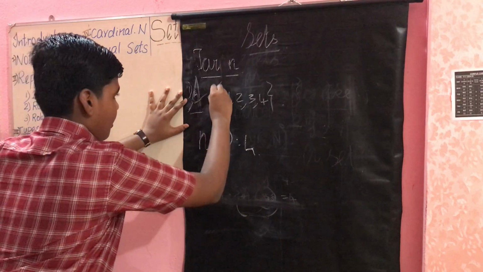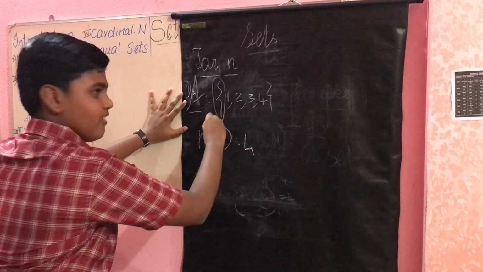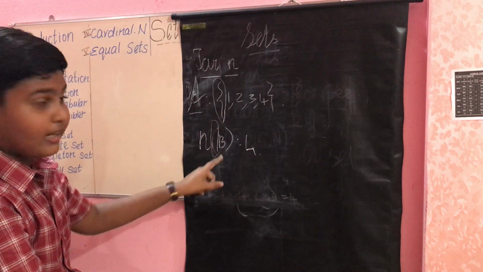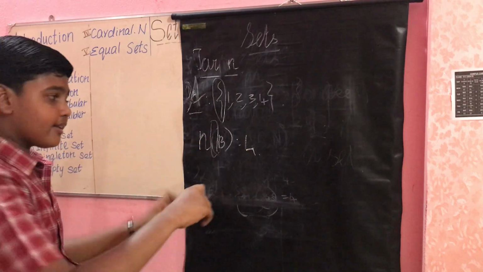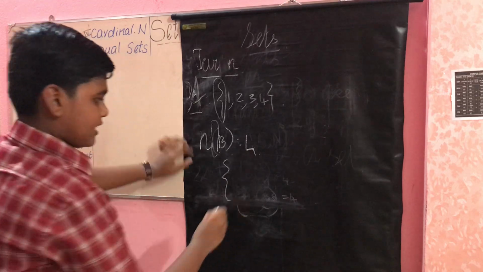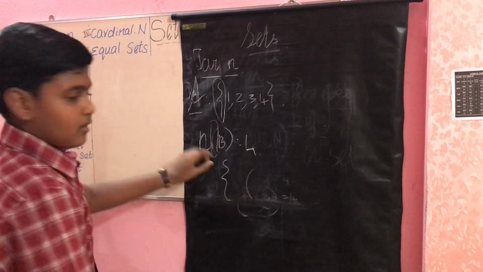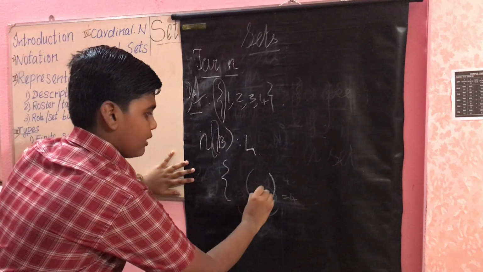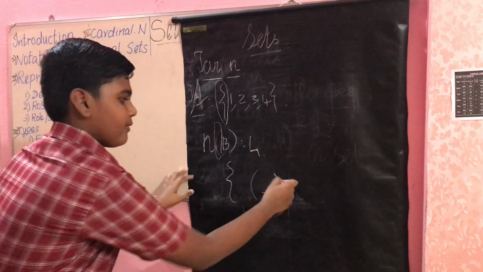Can you see? Here I just put this type of curved bracket. Here I drew curly brackets. So when writing the cardinal number, you need not draw this type of bracket. Just draw a small curve, a parenthesis like this. And just write whatever alphabet they gave in the question and write the cardinal number.